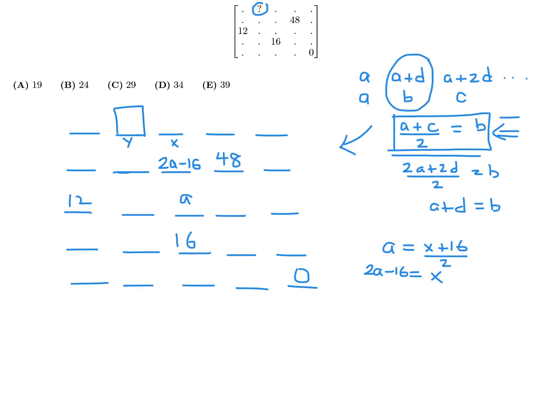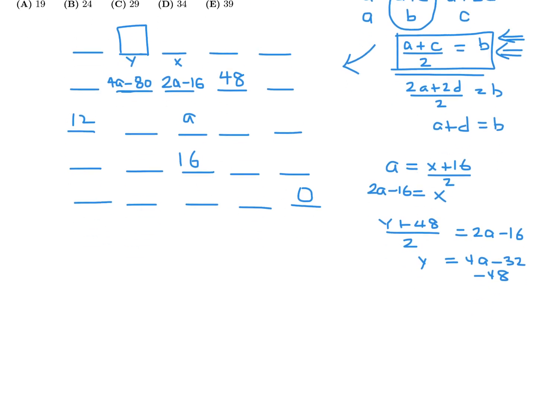So again, using this guy, and let me think about this. It would be (y plus 48) over 2 is equal to 2a minus 16, right? So then I've got to isolate for y. So that would be 4a minus 32 minus 48 is y. So that would be 4a minus 80. So this is 4a minus 80. Okay, so far so good, I think.